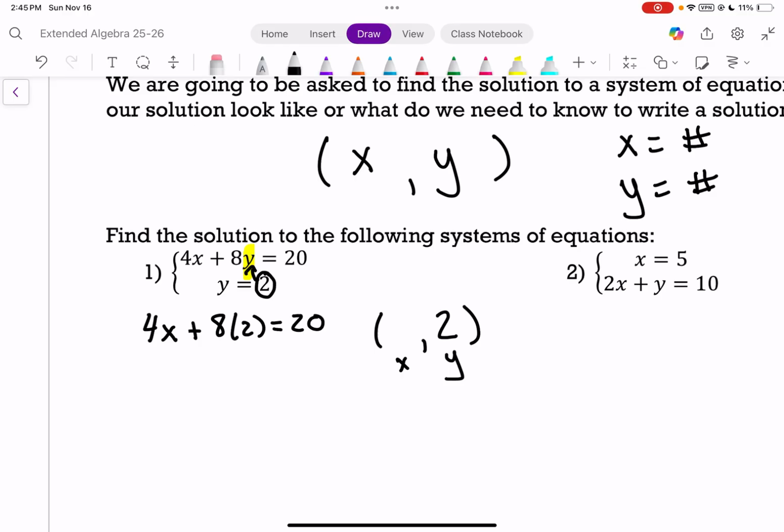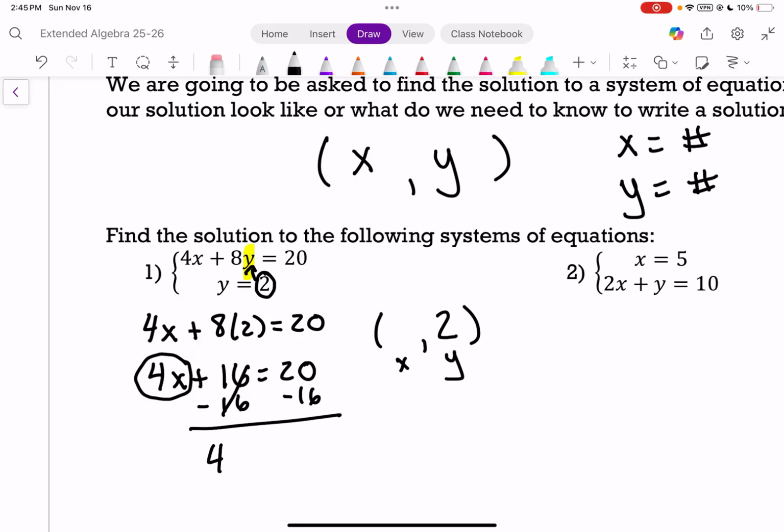Now if you look, we only have the letter x, which is good because that's what we need in our answer. I'm going to simplify that 8 times 2, which is 16. Now I have a two-step equation that I'm going to solve. I'm going to keep that 4x and get rid of that plus 16, so I'm going to do the opposite, subtract 16. So 4x would equal 4. I'm going to divide by 4.